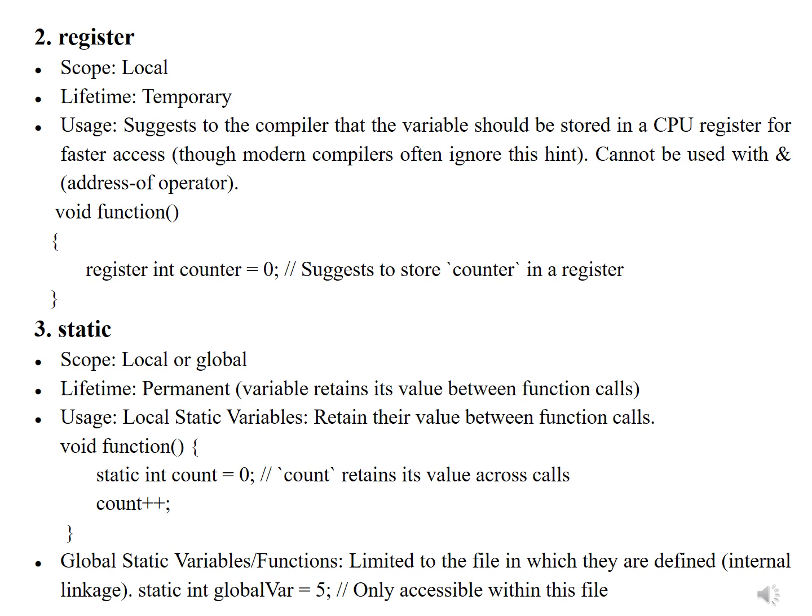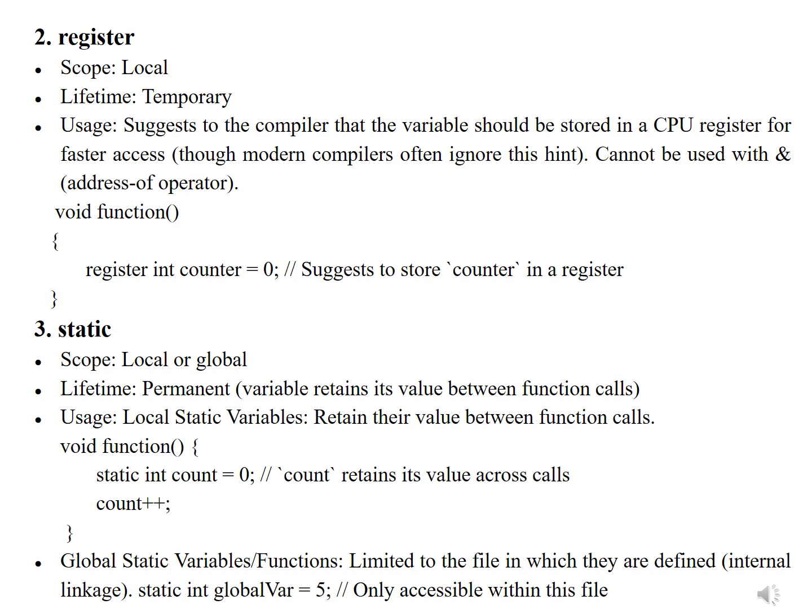Register: scope is local and lifetime is temporary. Usage is to suggest to the compiler that the variable should be stored in a CPU register for fast access. Modern compilers often ignore this hint, and it cannot be used with the address-of operator. For example, void function, open the bracket, register int count = 0. So count is an integer variable stored in a CPU register.